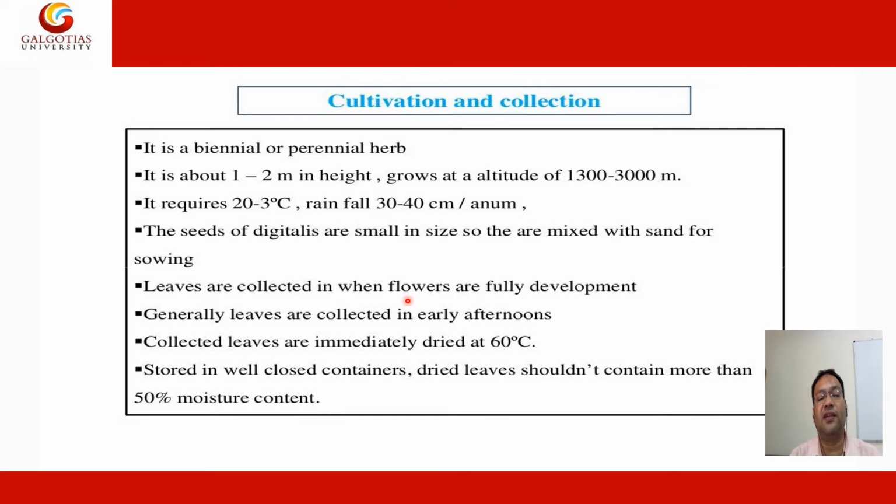Leaves are collected when the flowers are fully developed, generally in the early afternoon. Collected leaves are immediately dried at 60 degrees Celsius and stored in a well-closed container. Dried leaves should not contain more than 5% moisture.